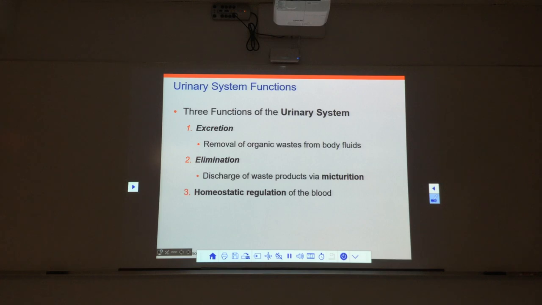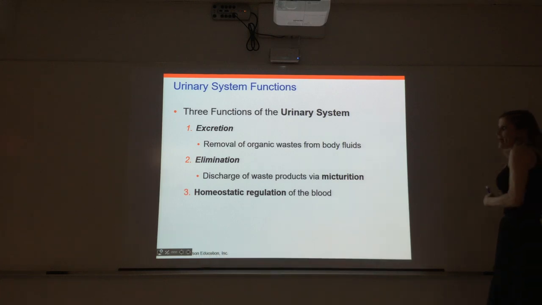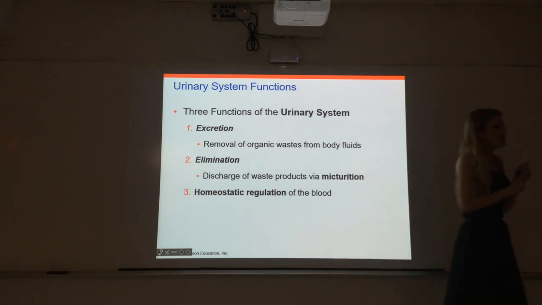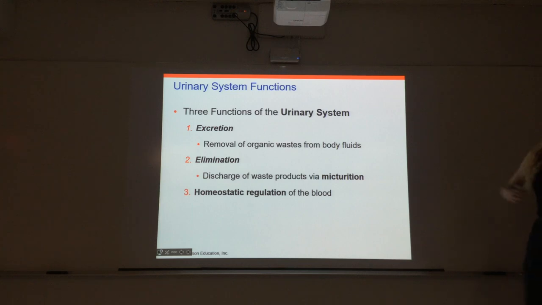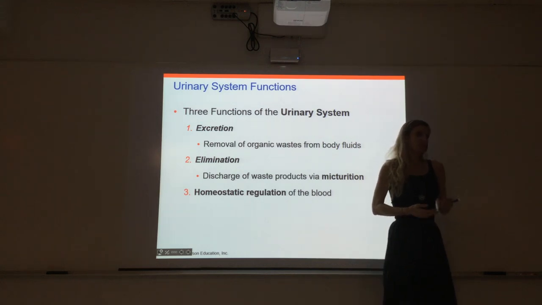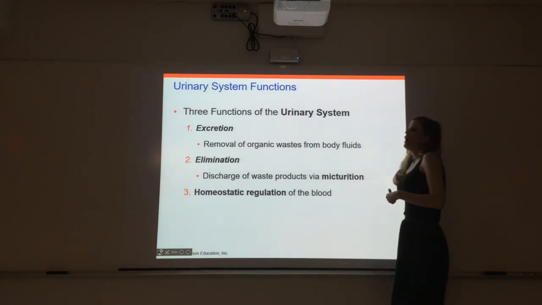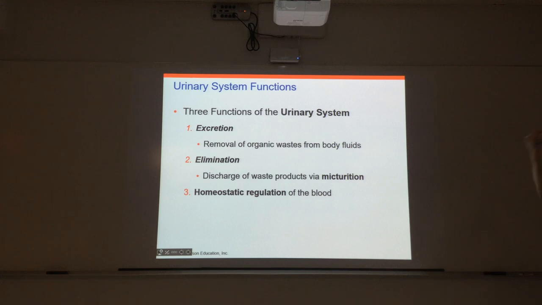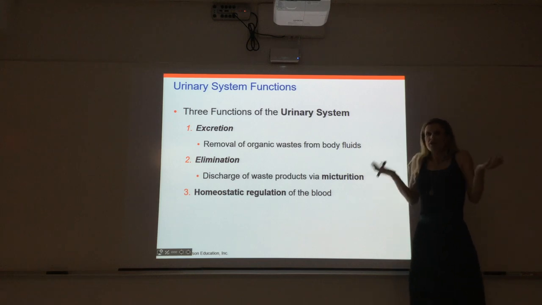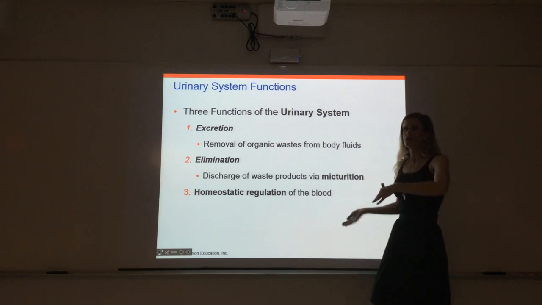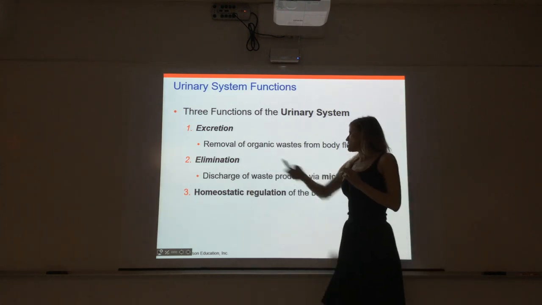So we can be very broad and say that the urinary system has three major functions: excretion, elimination, and homeostatic regulation. Excretion, remember, is just the removal of organic wastes from our body fluids. So we have wastes like urea that are present in our blood and in our interstitial fluid, and we remove those wastes by excreting them, or releasing them into the urine. So that's important, to get wastes and toxins, extra ions, all of that, out of the blood and into the urine. Elimination is also important.